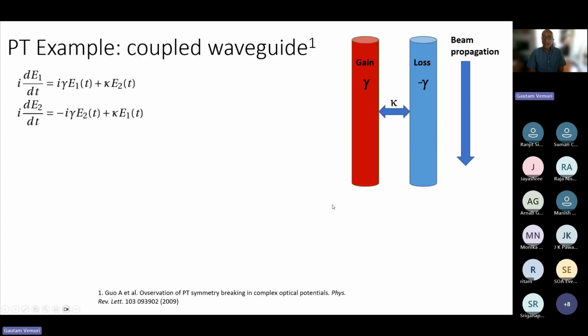But again, because it's a pedagogical talk, let me just give you a toy model for what exactly this PT symmetry is, how these non-Hermitian Hamiltonians arise, and what exceptional points are. So let us assume that I have some sort of an integrated chip which has two waveguides, one of which amplifies light at a rate gamma, and the other one attenuates light at the same rate. And there is an evanescent coupling between them, so the light can leak back and forth.